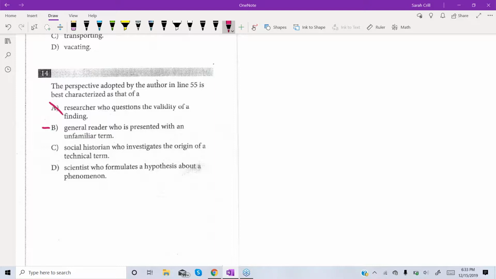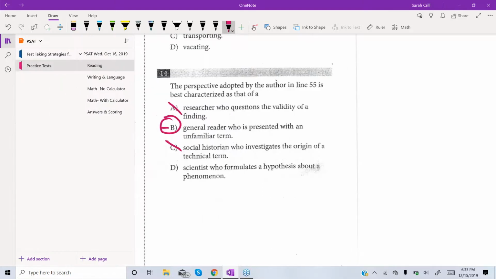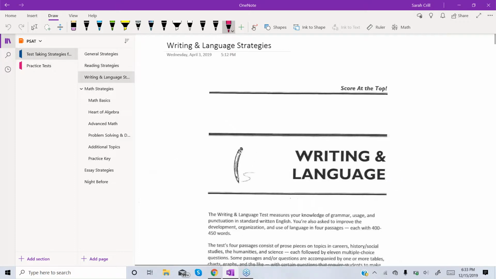So I would agree, a general reader who's presented with an unfamiliar term. C, social historian who investigates the origin of a technical term. They're not really investigating the origin of the term. They do go on to explain what it is, but that's not really what the author is doing there. D, scientist who formulates a hypothesis about a phenomena. No, that's pretty different from what's going on there. So B, I think, would be the best answer there. All right, so let's move on to writing and language strategies.